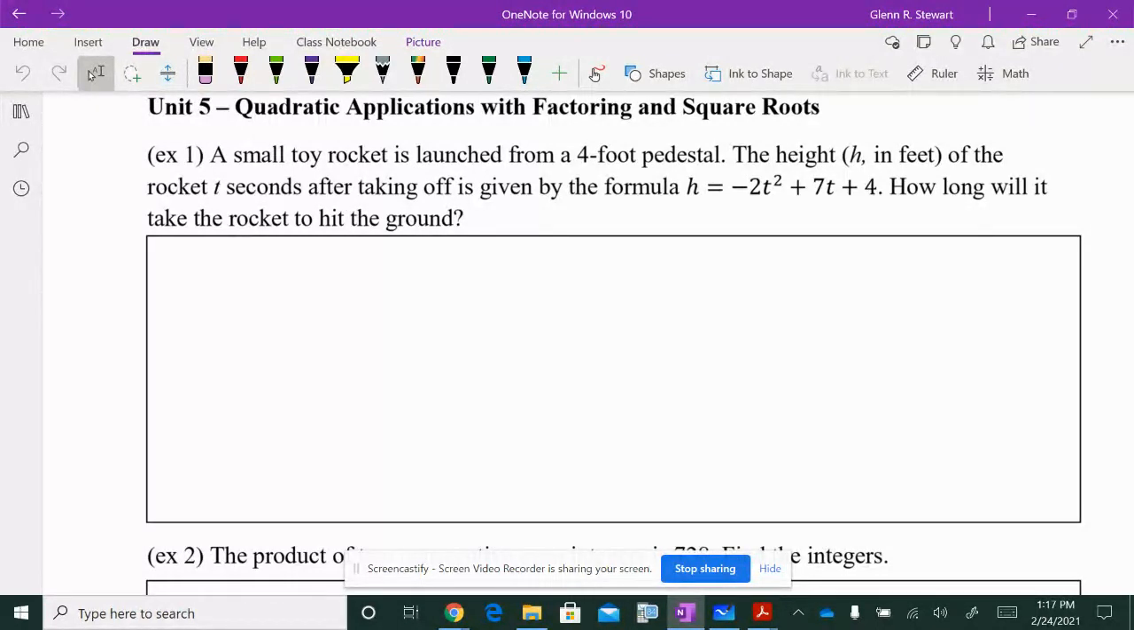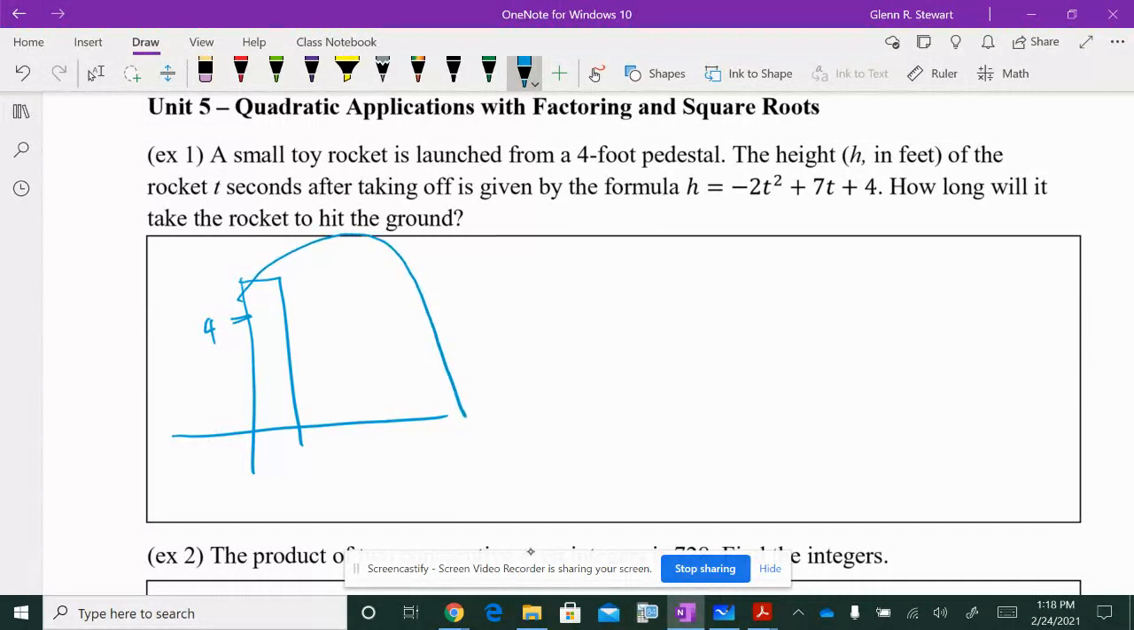Okay, so in order to make this a little bit more understandable, let's draw a picture. So here's, we'll call this my pedestal, and it's launched from 4 feet. The height of a rocket in seconds after taking off is given by the formula. And how long will it take the rocket to crash down and hit the ground?